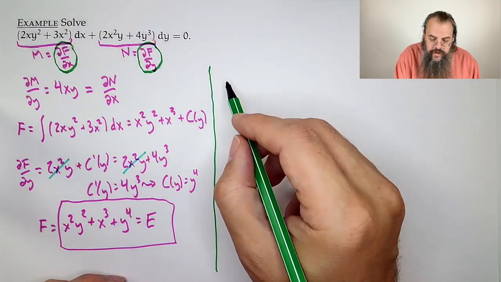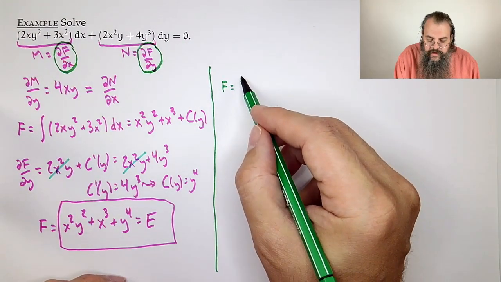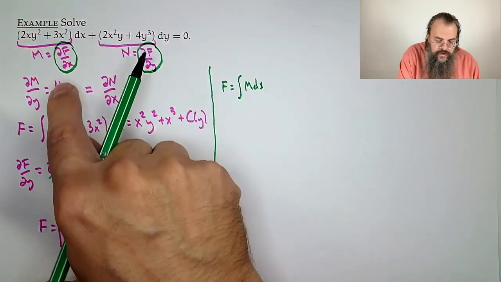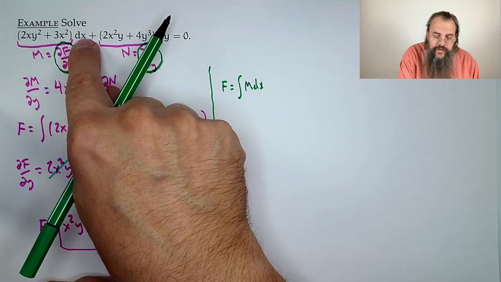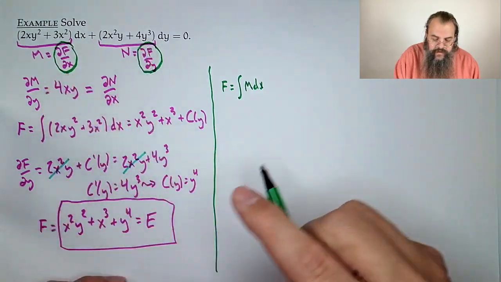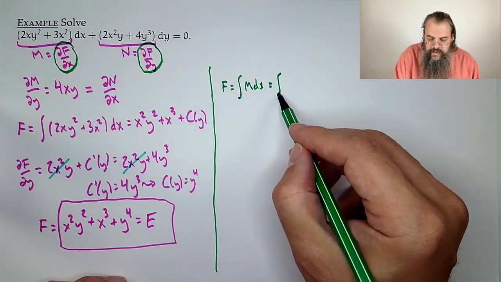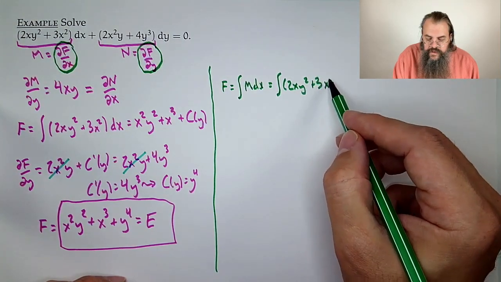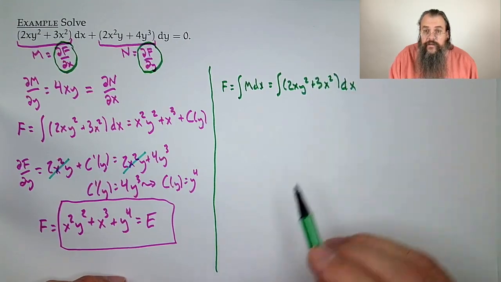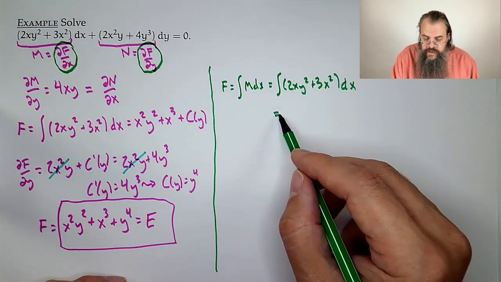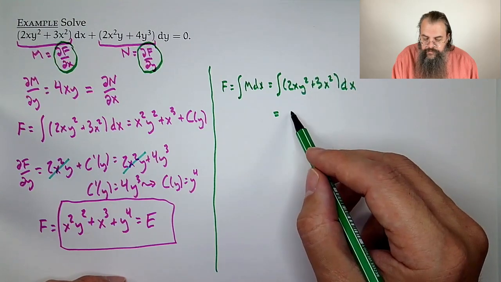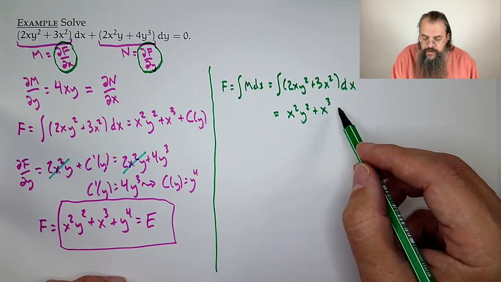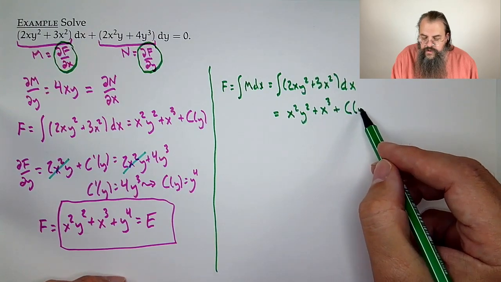So we're going to say, look, f is going to be the integral of m dx, and just the real key is to remember whatever has the dx, we're thinking of that as the derivative with respect to x. All right, so that's the integral of 2xy squared plus 3x squared dx, which is, carrying out that integral, x squared y squared plus x cubed plus some constant function of y.